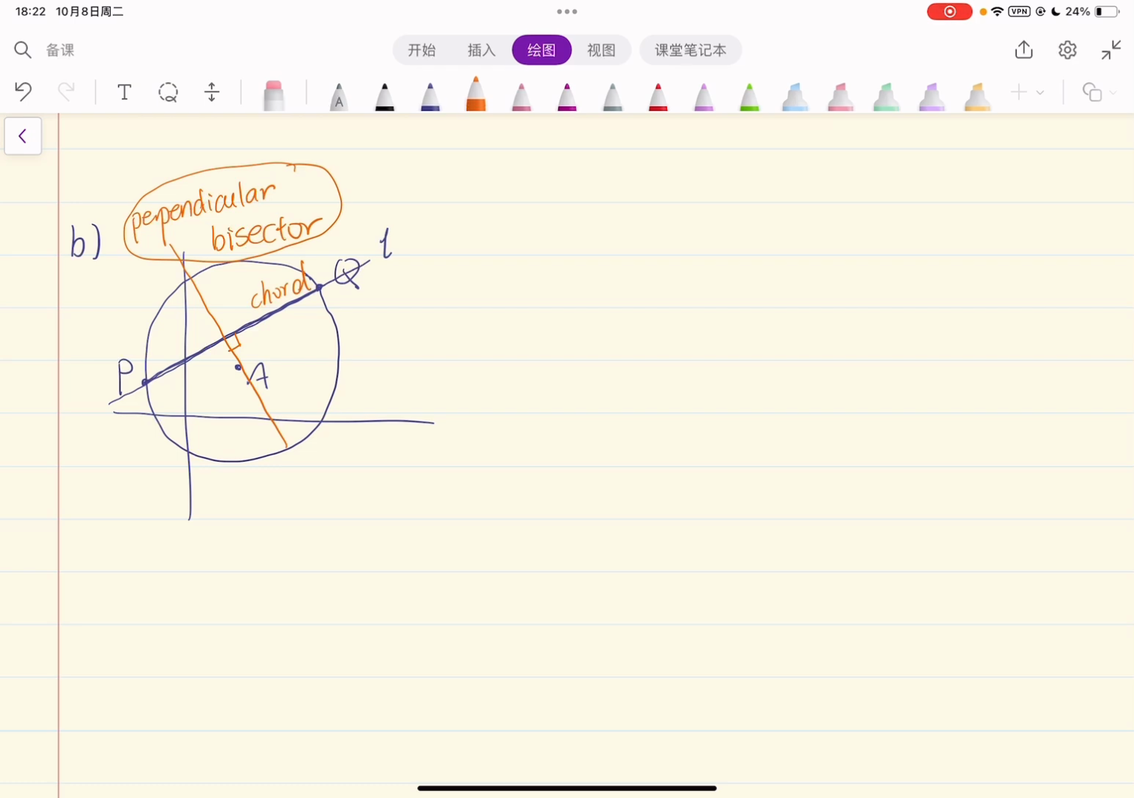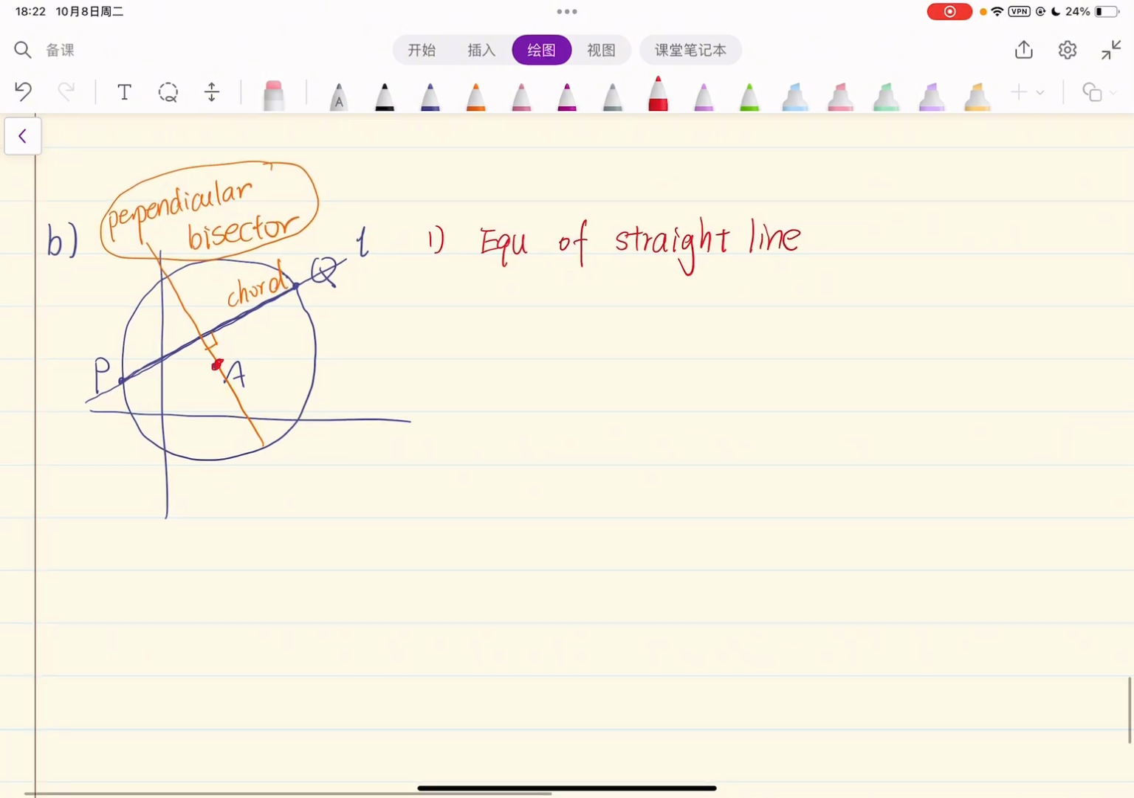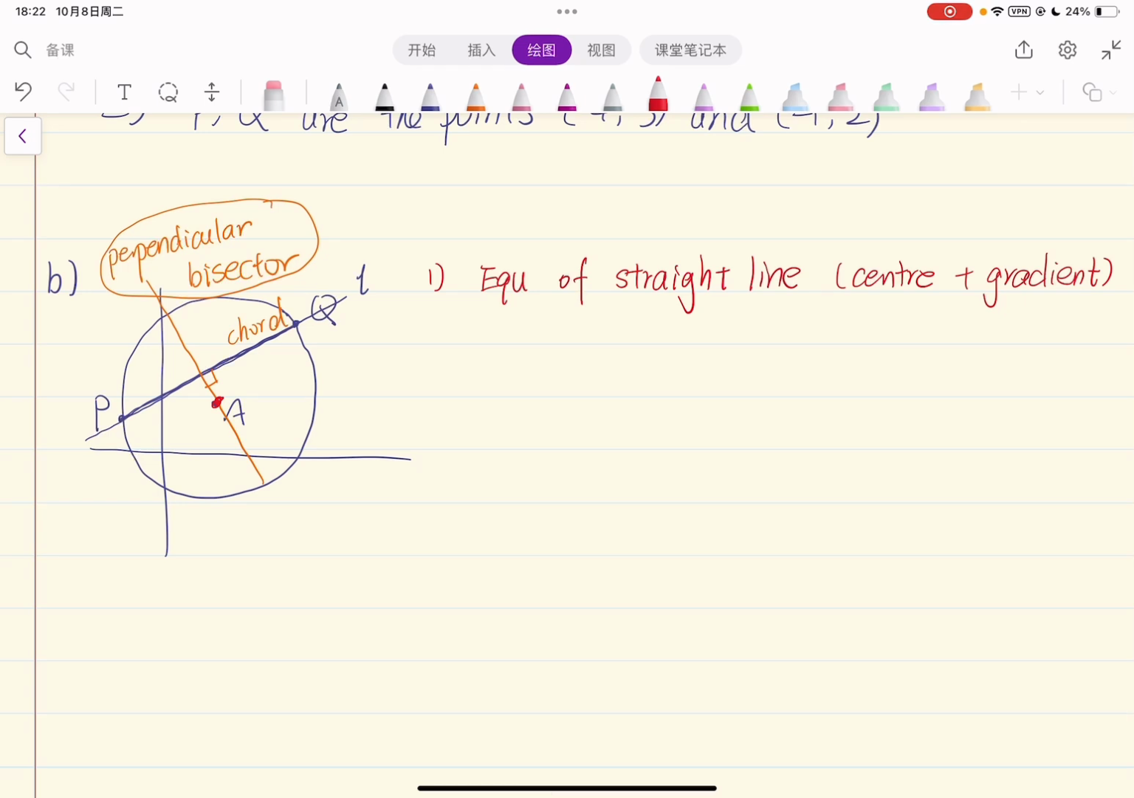So if we want to find the equation of the straight line, we know that the perpendicular bisector crosses the center. So we have one point, but there is another point we don't know. What we can do is use another way, that is, use the center and the gradient. Or maybe you can find the midpoint of PQ to have the second point. In here, I will use the center and the gradient method.